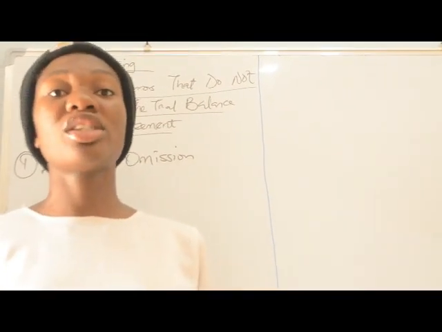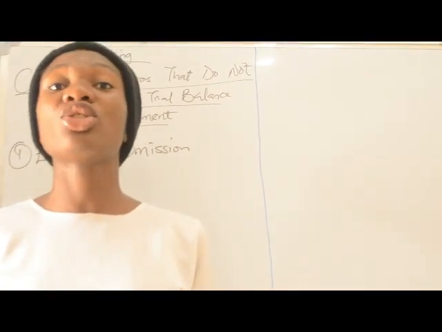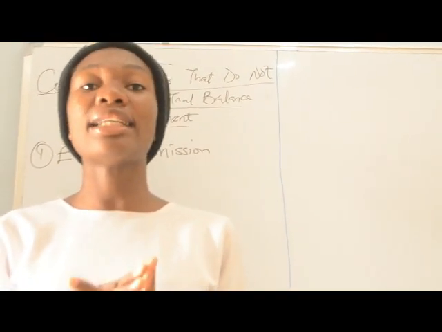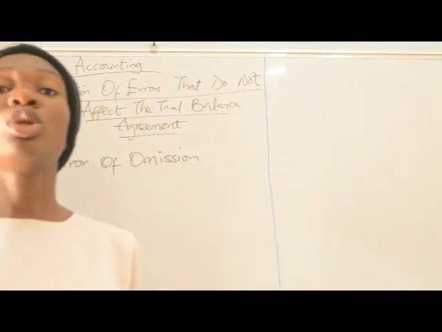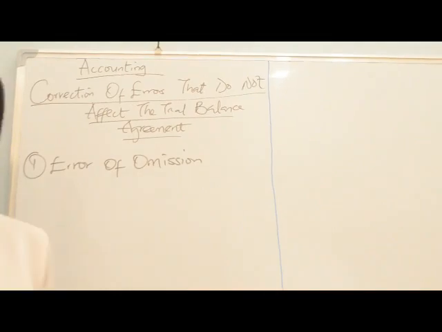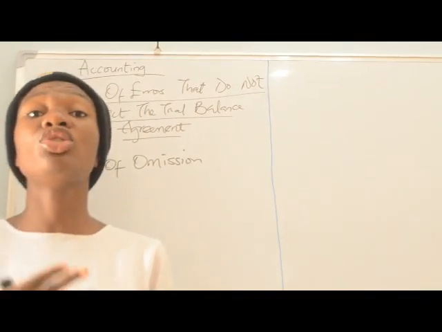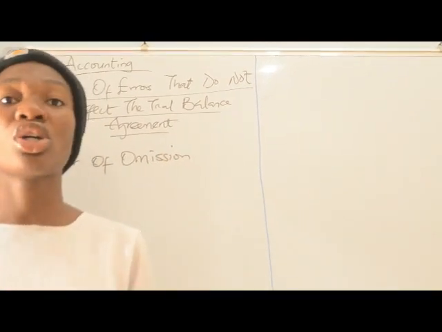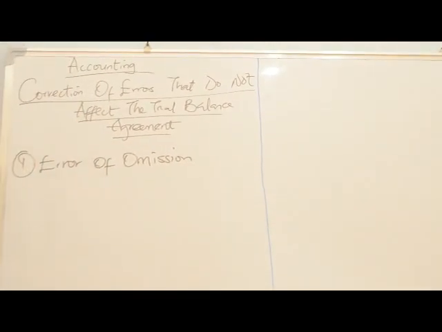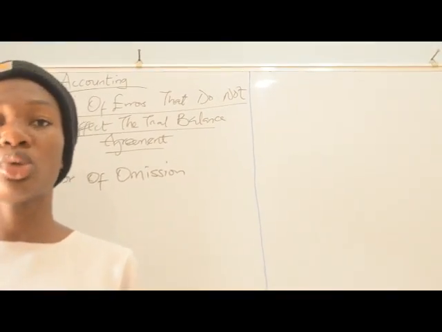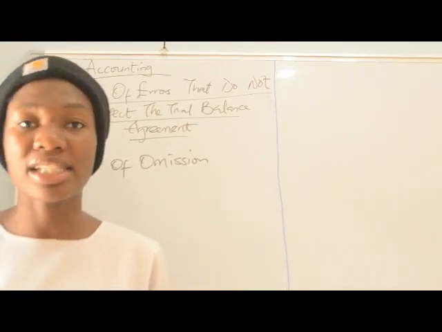Our error of omission simply means that a transaction was not entered in the books, okay? It wasn't entered at all in our books. So in correcting an error of omission, we make use of our journal. In fact, in correcting errors that do not affect our trial balance agreement, we make use of our journal, okay? Our journal is used for correcting such kind of errors. So let's go back to our error of omission. Like I said, it means the transaction did not appear at all in the book, okay? So we'll be taking our first example.